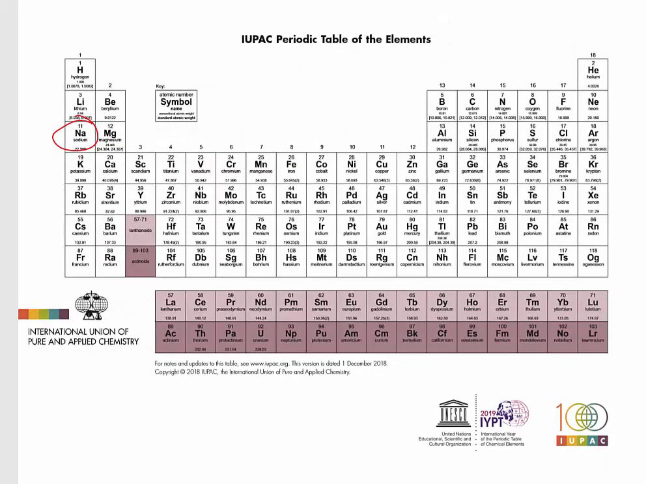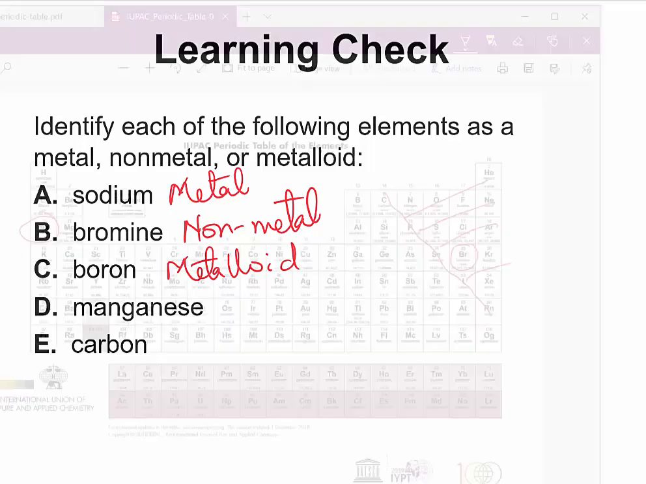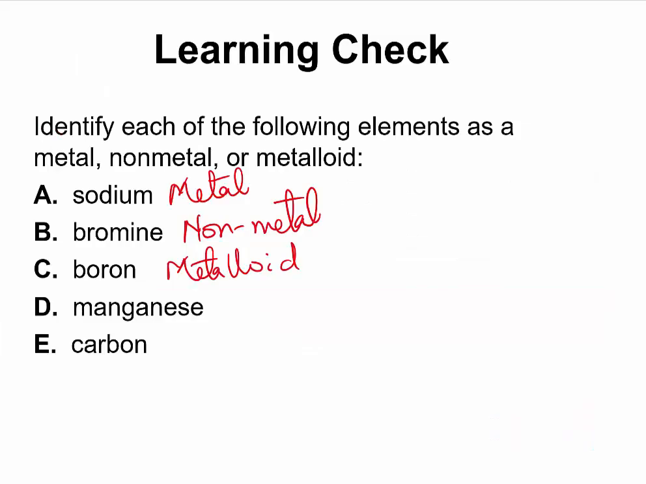Bromine. Bromine is right here in the periodic table. If I draw my diagonal line from carbon down to radon, I see that the bromine is to the right of that diagonal line. So that makes bromine a nonmetal. Boron. Boron is definitely a metalloid. It is the first element we mentioned when we were talking about metalloids. Manganese. Manganese is right here. And again, remember, the metals are on the left side of the periodic table. So this is a metal.